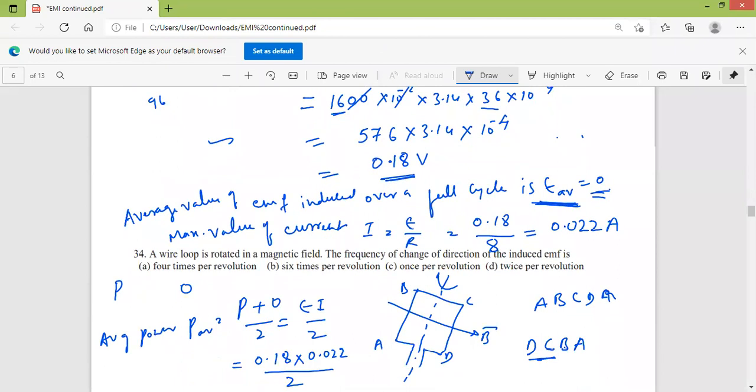Next, a coil is rotated in a magnetic field. The frequency of change of direction of the induced EMF is: 4 times per revolution, 6 times per revolution, 1 per revolution, or twice per revolution.